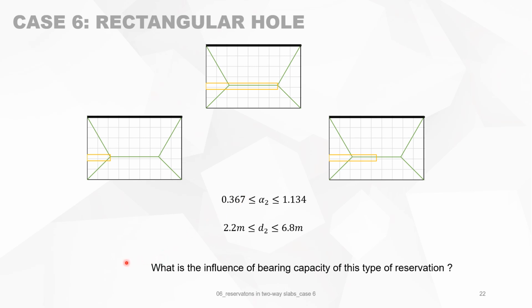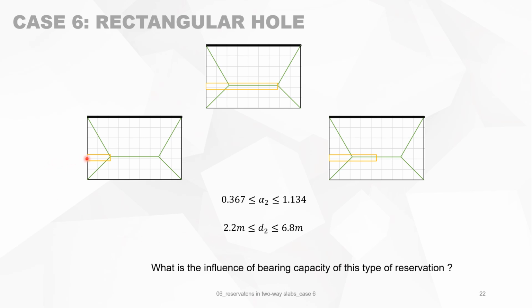Now let's take another example just to show you how you can play around with different formulas. We will now have a slab. On one side it's fixed, on the other side simply supported, and we need a reservation in the slab, for instance to put an electric panel on it, where the cables can come through the slab. And now we will see in a slab of this type, in a reservation of this type, going from there to there and there, what is the influence on the bearing capacity of this type of reservation.